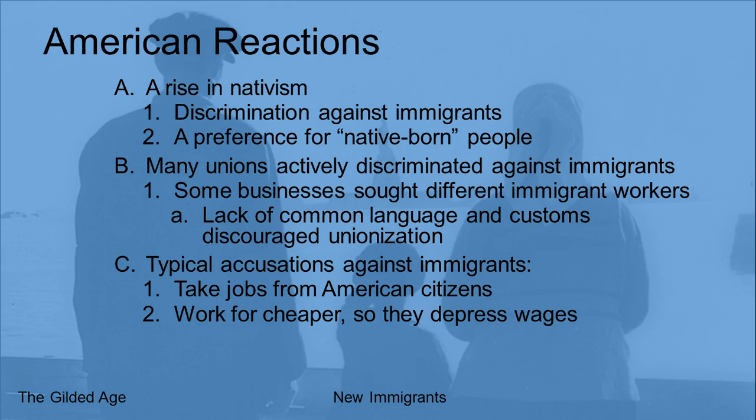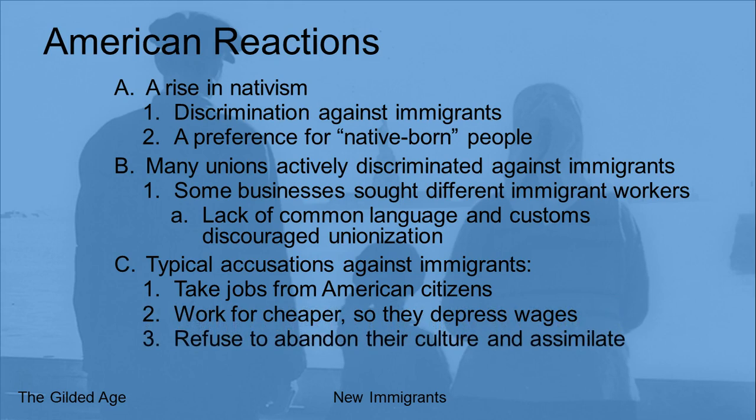The theory was that they would work for cheaper because whatever they're getting here is so much more than what they're getting over there. And so they're going to work for cheaper, and therefore unions would accuse them of keeping wages down. Why? We can't get a pay raise because you are willing to work for so cheap. And then another accusation was they refuse to assimilate. They will not truly become Americans because they won't adopt our language, our customs, our culture, whatever.